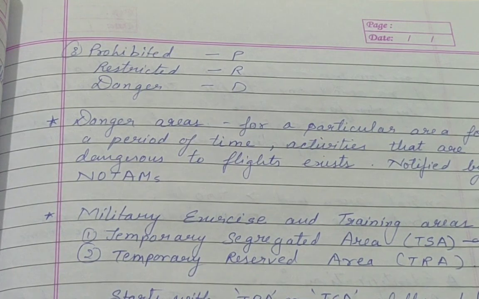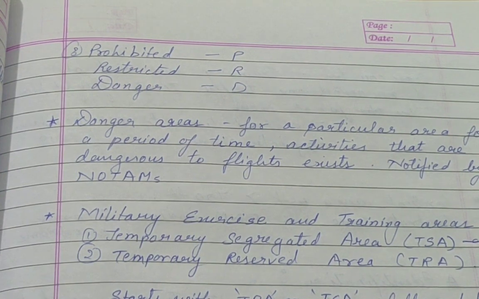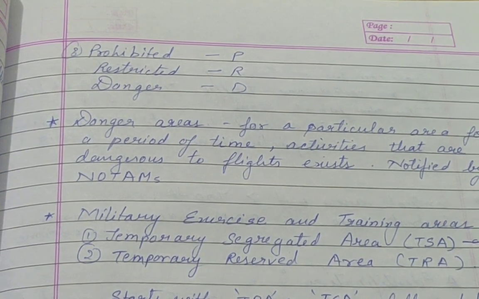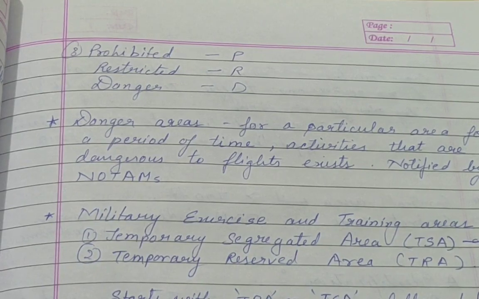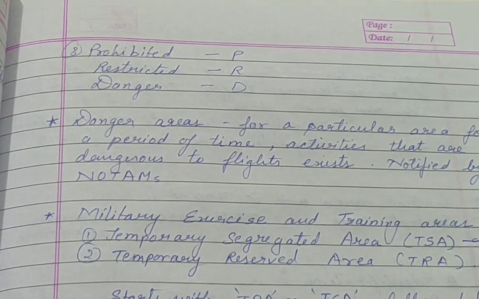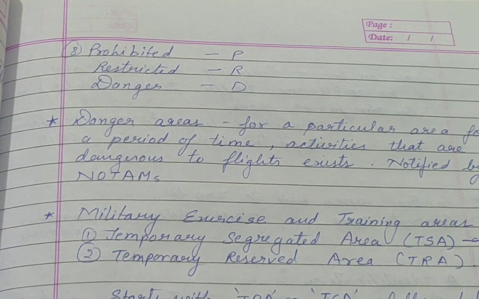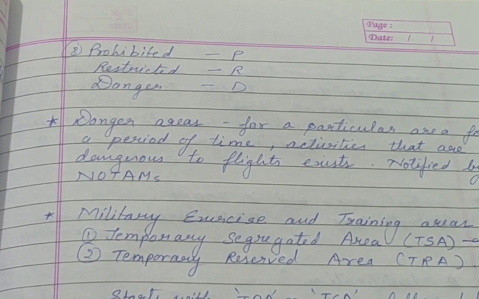The danger areas are those in which, for a particular period of time, some activities are going on which might cause danger to the flights. That is why it is called a danger area, and it is notified by NOTAMs. Next is military exercise and training areas. These consist of 2 different areas, known as temporary segregated areas (TSA) and temporary reserved areas (TRA).